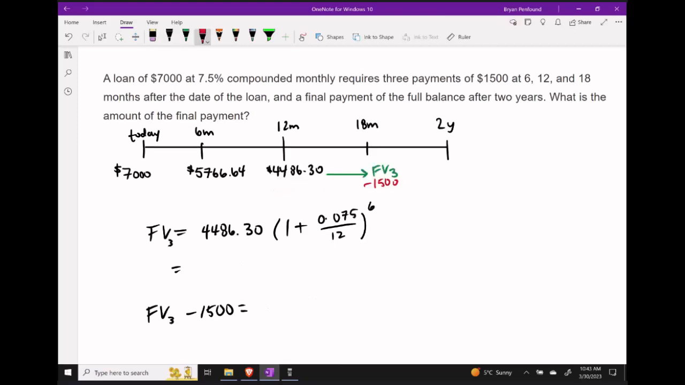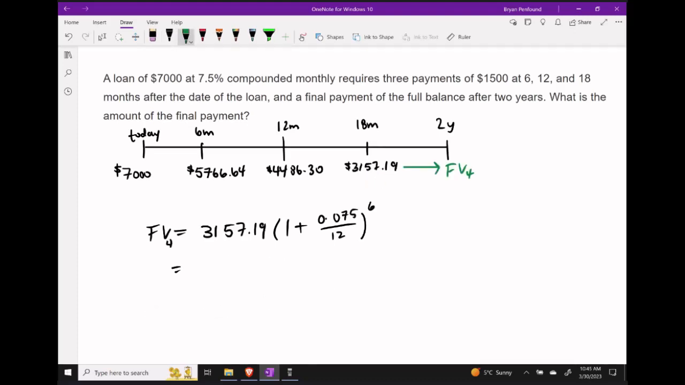$4,486.30. In our next step, we're going to again move our current loan amount of $4,486.30 to the 18-month mark. Performing that multiplication, we get a future value of $4,657.19. And here we have our third payment of $1,500, reducing our loan to $3,157.19.